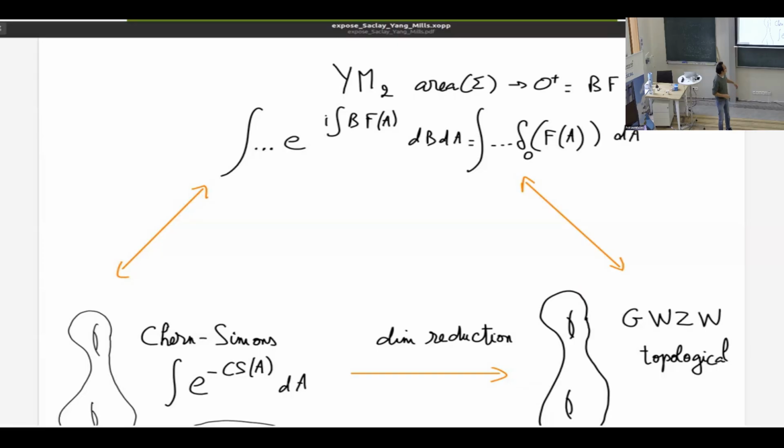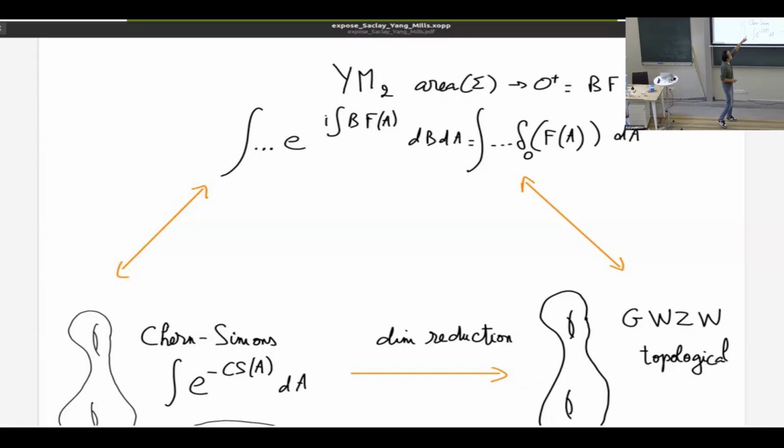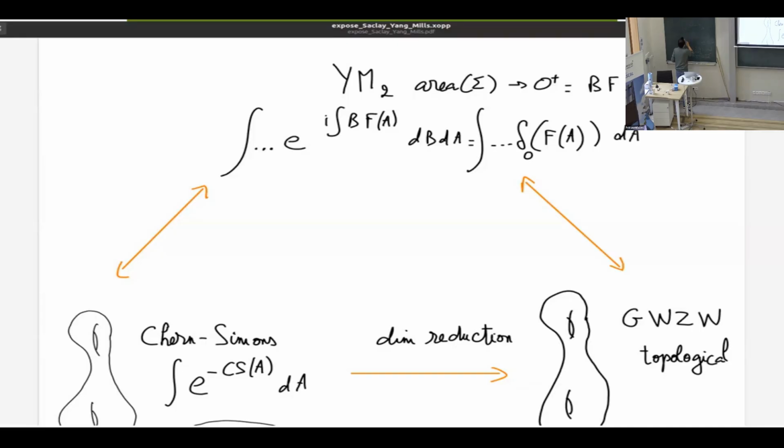In terms of triangulation, you can write correlators of the area goes to 0 theory. Yes, in terms of the triangulation. I can be more precise. Let's say that you have a certain measure on the space of flat connections, and you know that the space of flat connections is finite dimensional.